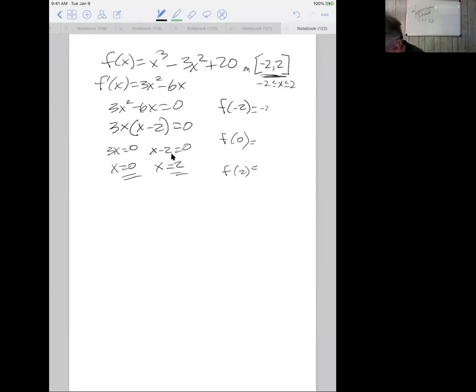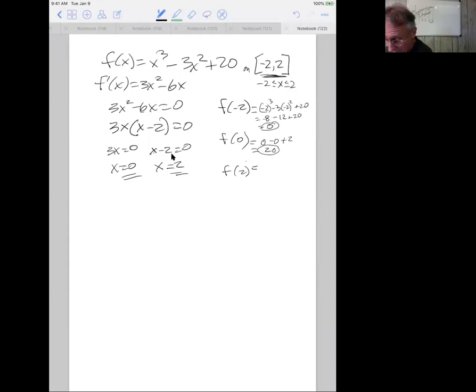So we get negative 2 cubed minus 3 times negative 2 squared plus 20, which is negative 8 minus 3 times 4, which is 12, plus 20, and negative 20 plus 20 is 0. All right, and then we plug in 0. You get 0 minus 0 plus 20 equals 20.